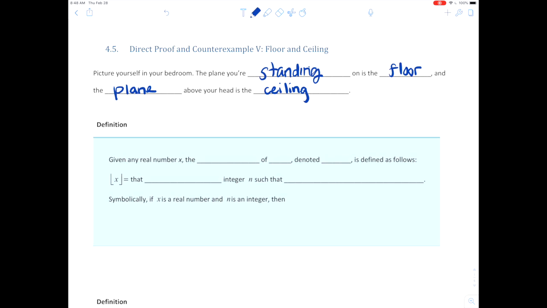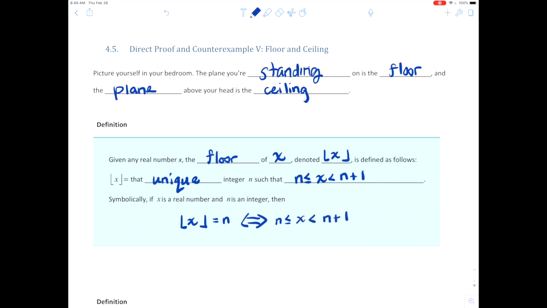Definition: given any real number x, the floor of x, denoted with these little hooks here, is defined as follows. The floor of x is that unique integer, so there's only going to be one floor, n such that n is less than or equal to x, which is in turn less than, what do you think? n is an integer, so the next integer is, beautiful, n plus 1. Symbolically, if x is a real number and n is an integer, then floor of x equals n if and only if n is less than or equal to x, which is less than n plus 1, all right?